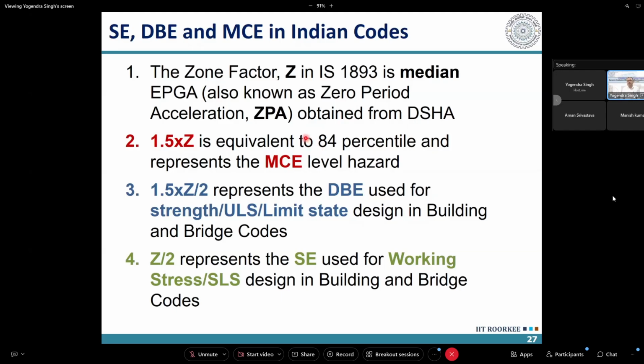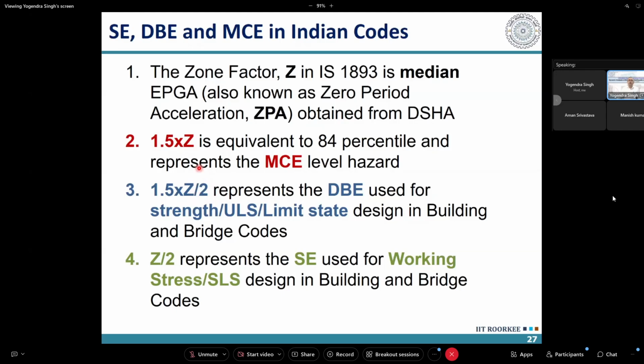If we compare the ASCE document, the older and the new document, in the older it is 1.5 times mean or average or median, and in case of the new code, it is 84 percentile. So when we multiply 84 percentile by 1.5, 1.5 Z_AD can be considered as MCE, and 1.5 Z_AD by 2, this by 2 is to convert the MCE to DBE. From 475 years to 475 years return period, this ratio is considered as 2.